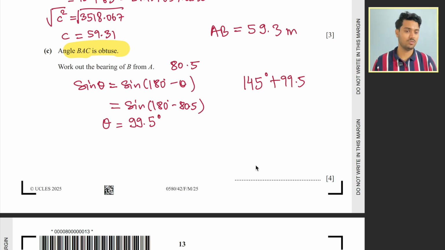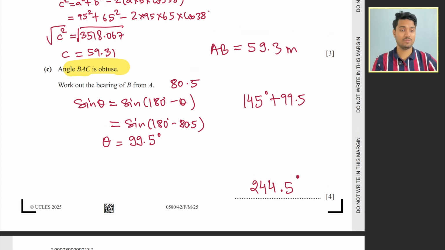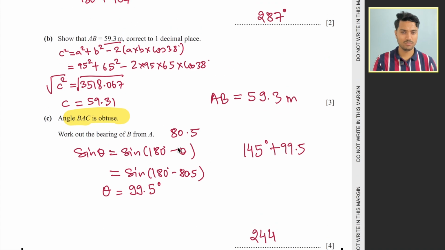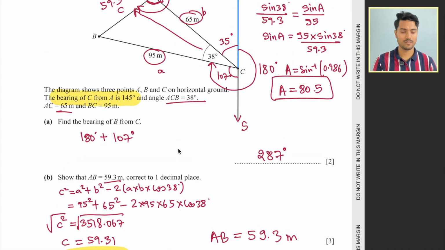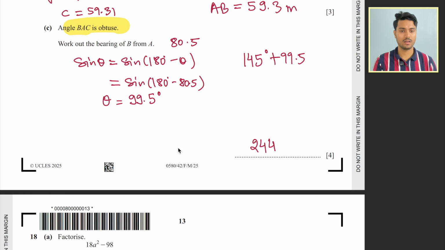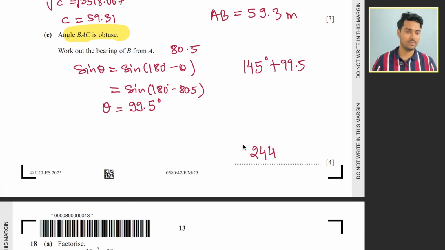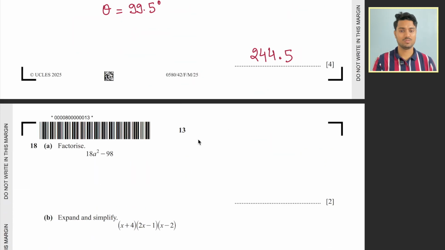So we can write down 244.5 degrees, but it's a bearing, so we have to write down correct up to 3 significant figure. So answer will be 244. Let me check. Yeah, bearing, so it's also an angle. We can write down 244.5. That's the answer. Let's move on to next question.